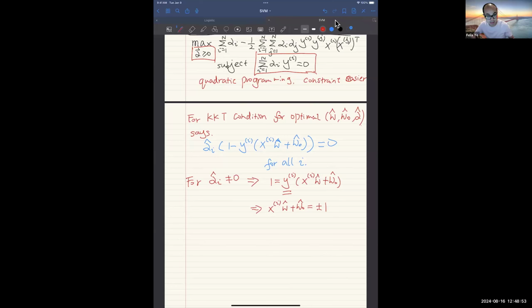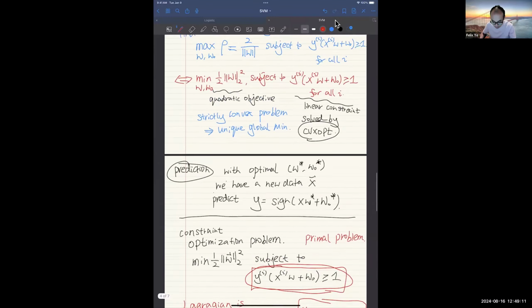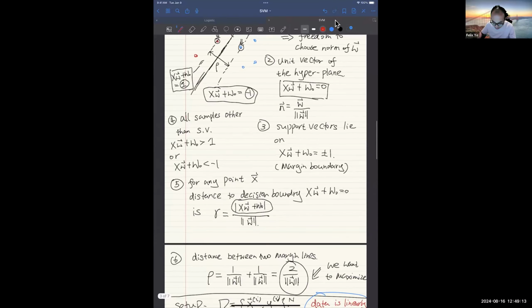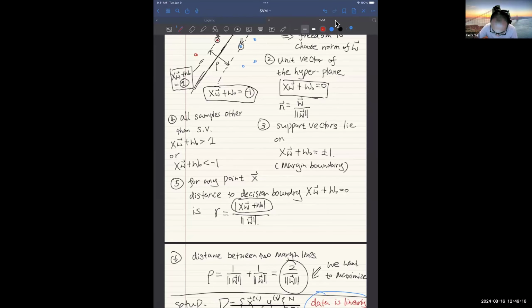Right? So that indicates this x of i and the yi is actually a support vector, because by definition, we already talked about this. As we just mentioned, all the support vectors lie on the lines where x w plus w0 equals +1 or -1.